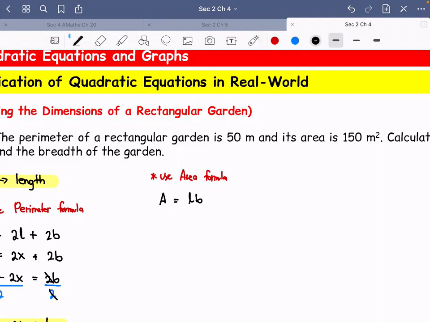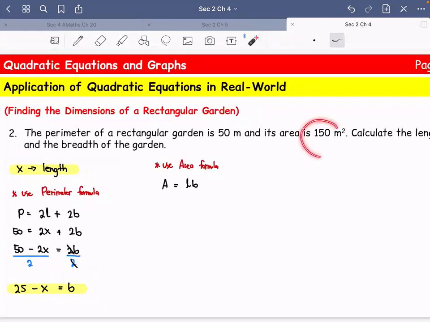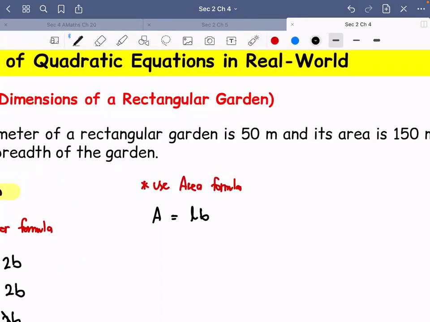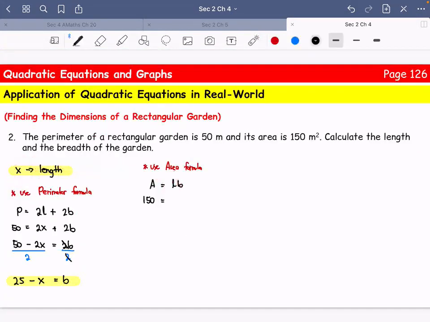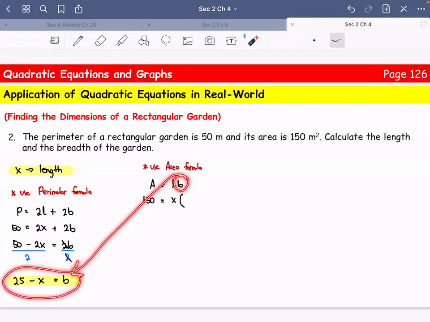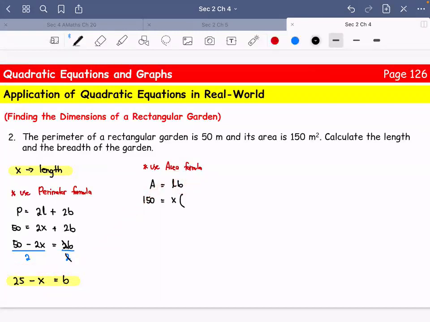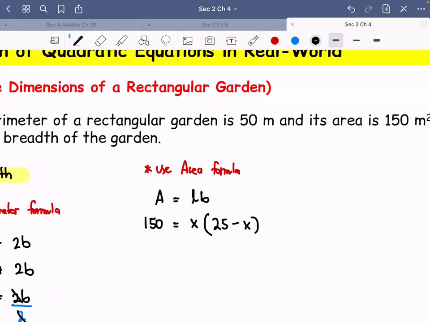The area is given, right? It's 150 meters squared. So A becomes 150 equals, what is L? What is the length? Length is x. And then what is breadth? Breadth is 25 minus x. So there you go, there's your equation now. And then we just solve for the values of x.